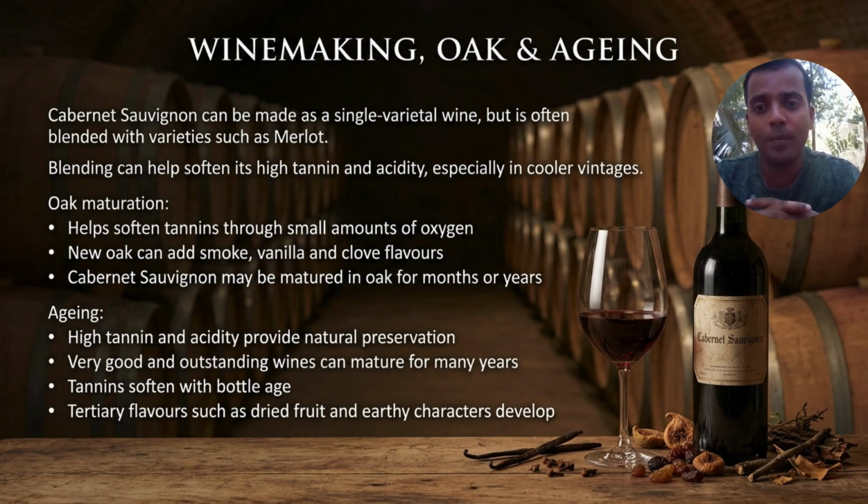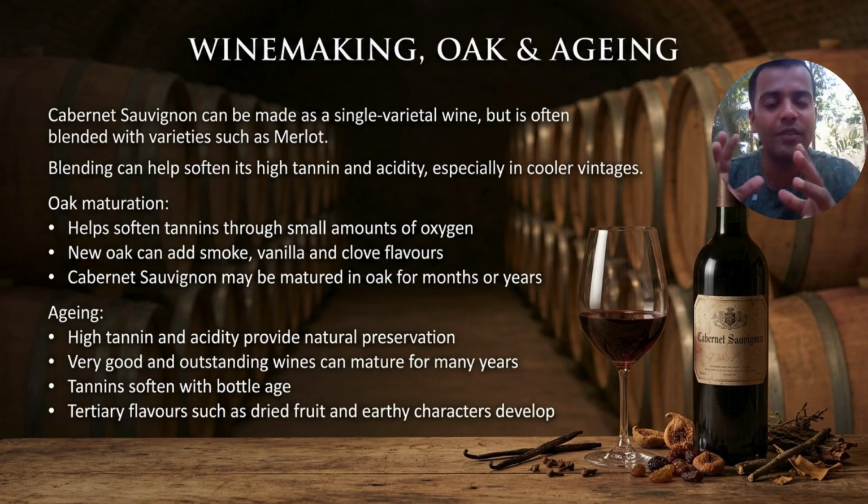And then we have oak maturation, which helps soften tannins through small amounts of oxygen. Now we know the oak maturation. When the wine goes through an extended period of maturation inside these oak barrels, a small percentage of oxygen takes into the barrel, and that starts to interact with the wine and create oxidized flavor in the wines in a positive way. So new oak can add smoke, vanilla and clove flavors.